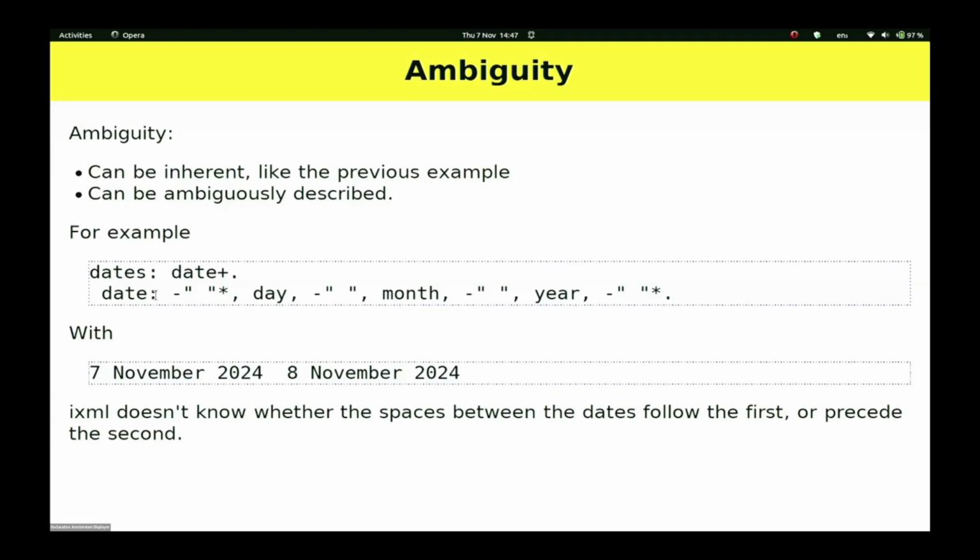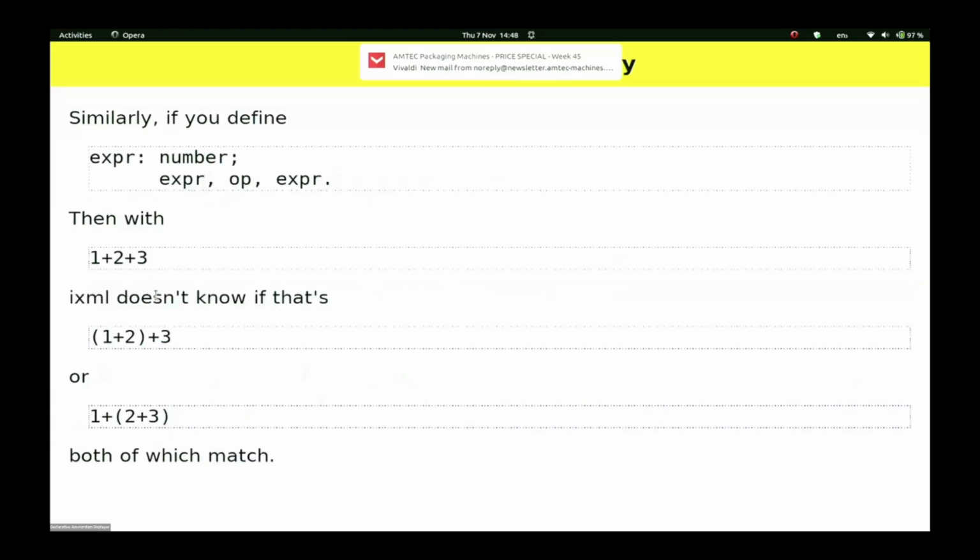So in this case, you have to decide whether you want spaces before or after a date. After would be a better choice, and then just have spaces right at the beginning. So dates is spaces, date plus, and then each date being day, month, year, followed by spaces, and that would solve it, and it wouldn't be ambiguous anymore. Similarly, if you defined an expression as a number, or as an expression with an operator and an expression, with operators plus, minus, times, or whatever, then if I gave you 1 plus 2 plus 3, IXML doesn't know if that's (1 plus 2) plus 3 or 1 plus (2 plus 3), because both are possible. So again, it will report it as ambiguous.